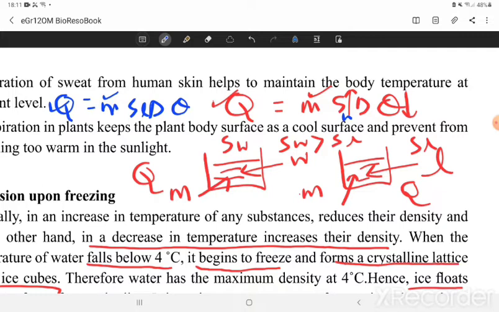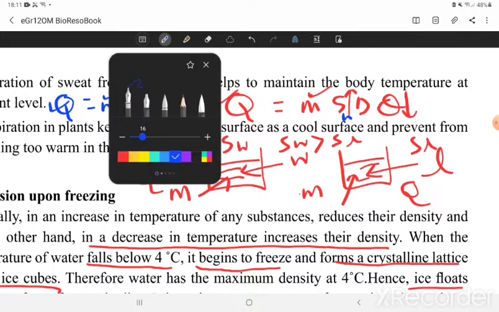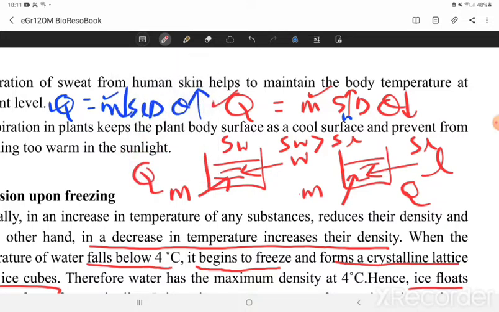Now, S_L is lower. Then to absorb the same amount of heat, if S_L is lower, delta theta should be higher. You want the product of S_L times delta theta to be equal to Q. Now again, looking at the water, what can we say? Q equals m S_W delta theta. As S_W is high, delta theta should be lower, to make it equal to Q.